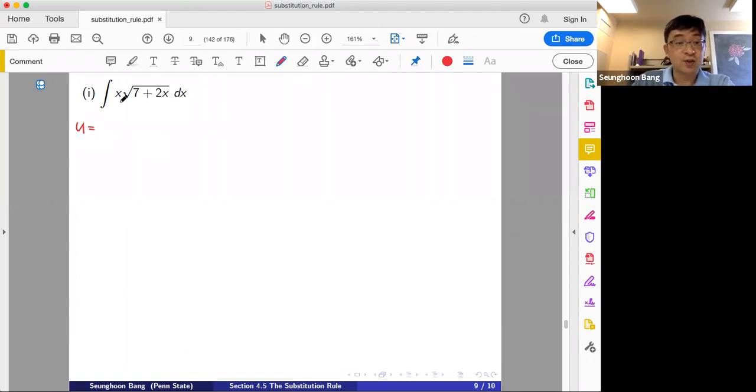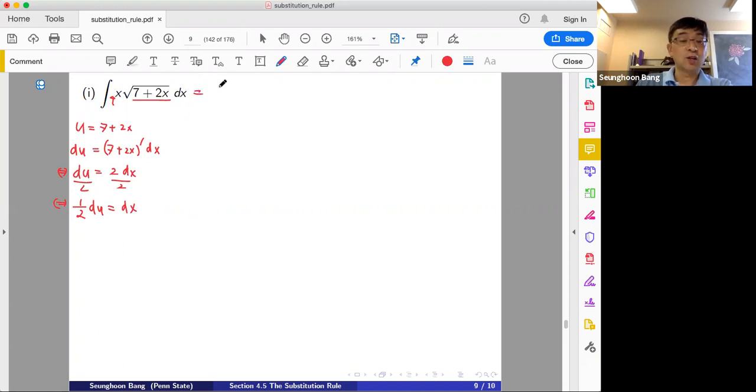Yeah, same, the inner function. The square root is like the outer function. 7 plus 2x is the inner function. Find du. This one is only the derivative of 7 plus 2x, times dx. The du is 7 prime 0, 2x prime 2, so 2 dx. One more: the integrand doesn't have 2, so we can divide by 2. So we have 1 over 2 du equals dx.